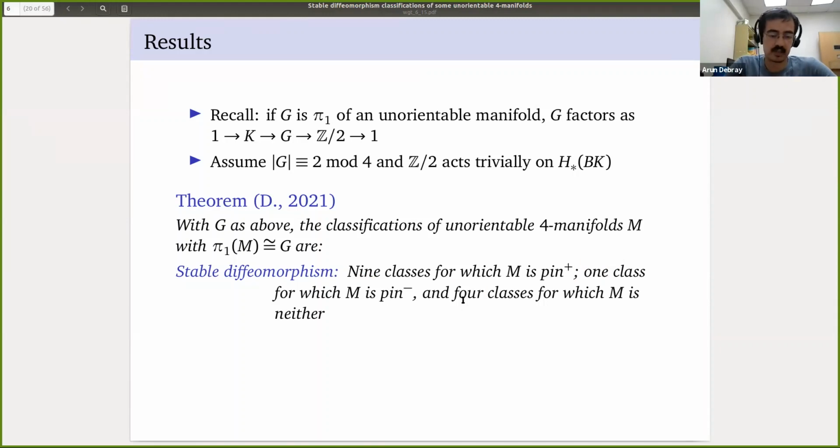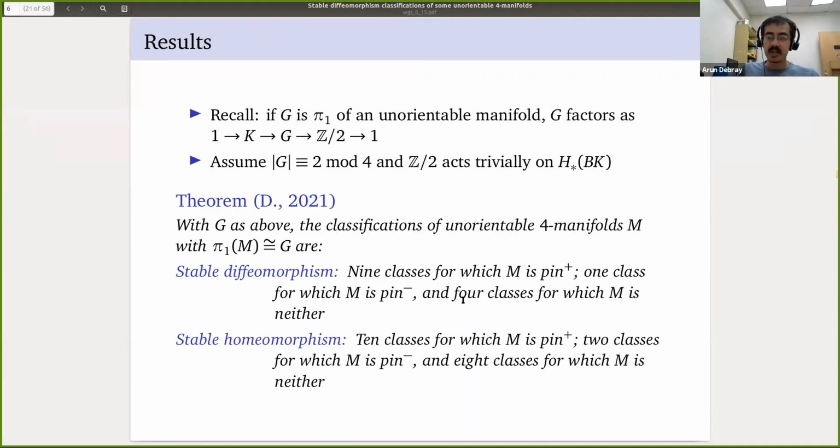So it's interesting. I also figured out what the invariants are, so that's something I can talk about later. And also, I'm not going to say too much about this in this talk, but you can run the same story for stable homeomorphism of topological 4-manifolds, where you connect sum copies of S2 cross S2 and only ask for a homeomorphism. Roughly you can tell the same story, but in the end, the actual computations you do are different. There are notions of topological pin structures, and so you get 10 which are topologically pin plus, 2 which are topologically pin minus, and 8 which are neither. So this is the theorem.